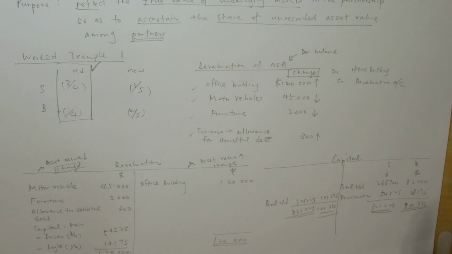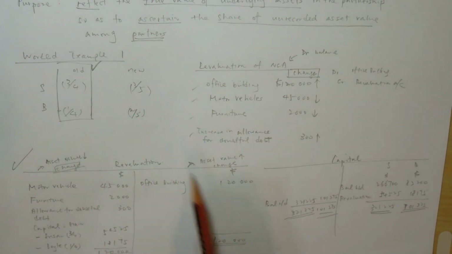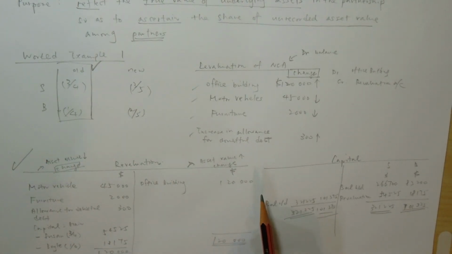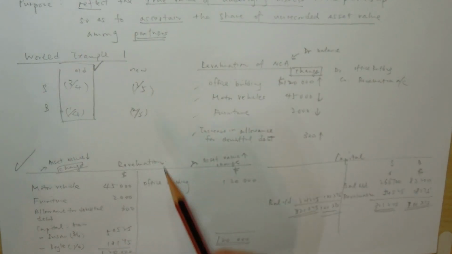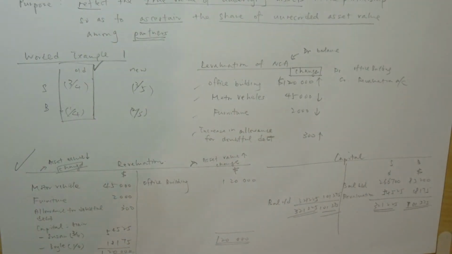Okay, this one is the worked example number 1. So to recap, you need to prepare the revaluation account and only record the changes. Okay, record the changes. For the changes, if it is an increase, record on the credit side. If it is a decrease, record on the debit side, and share the gain or loss on the revaluation by the old profit and loss sharing ratio. This is the main theme here.